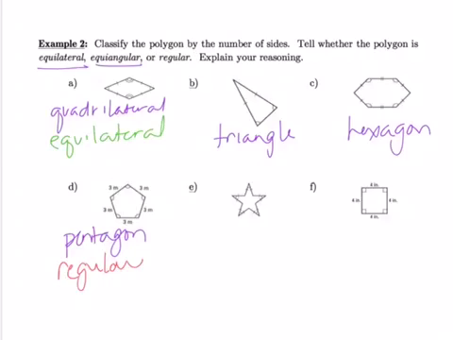Looking at the star, all the angles are the same and all the sides are the same measure. But what we need to differentiate, it's not regular because it is concave. It's going in. So we're going to look at the number of sides. And it has 1, 2, 3, 4, 5, 6, 7, 8, 9, 10 sides. So it is a decagon. It's concave. And it's equilateral. And equiangular.